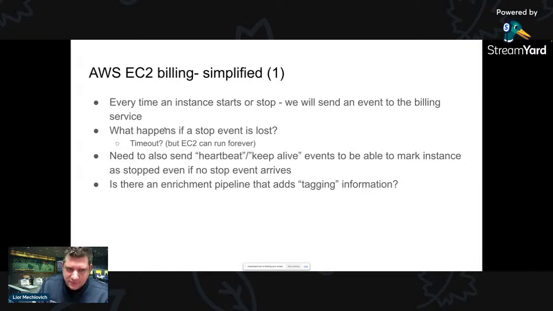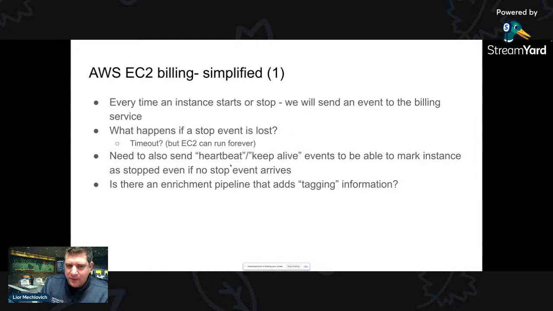So maybe that's not super smart, right? Maybe we can add a timeout so that we don't allow a certain instance to run more than X time if we don't get a stop event. But that actually cannot be done because EC2 can run forever, right? Some people run their EC2 for years. So start and stop is too simple.